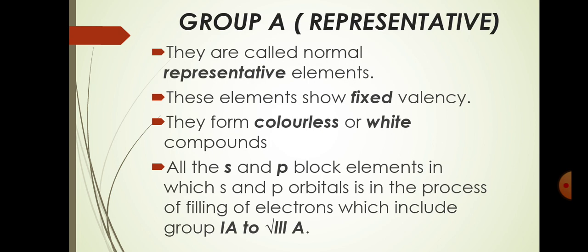Group A elements are called the normal representative elements. They show fixed valency and form colorless or white compounds. They are all the S and P block elements, in which the S and P orbitals are in the process of filling with electrons, which include groups 1A to 8A.